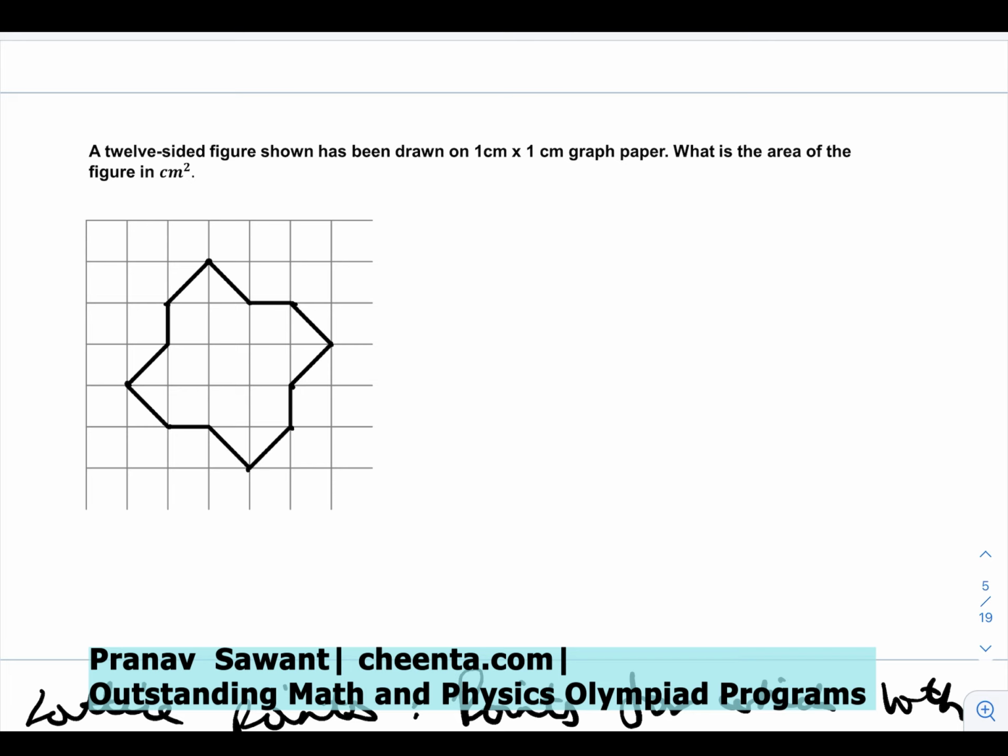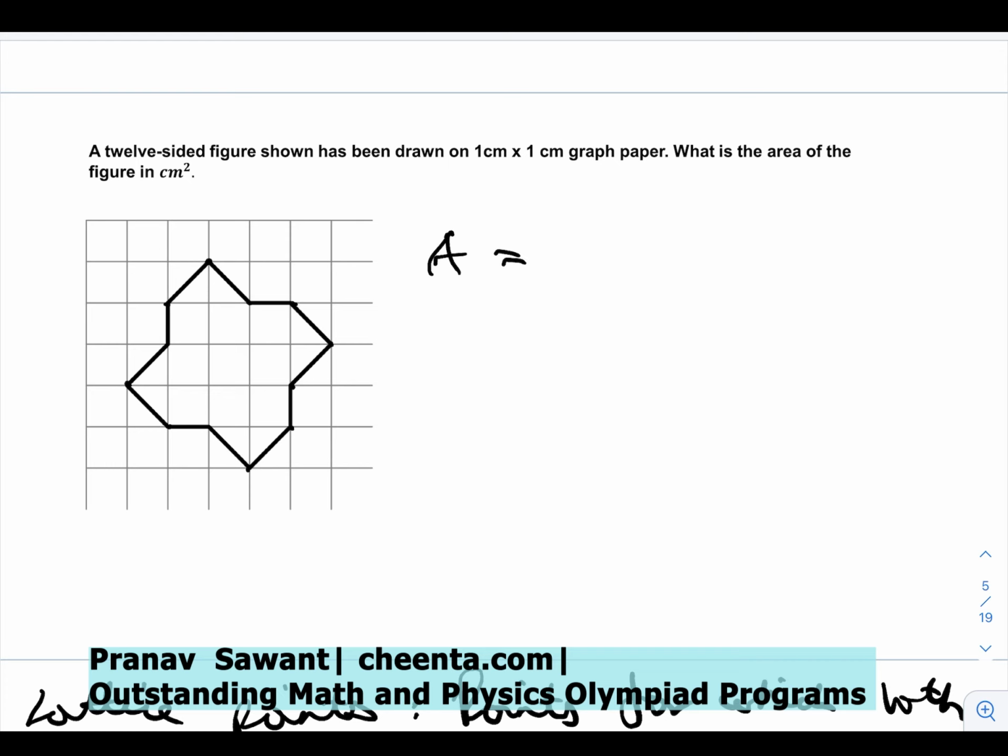So, the area of this one square, if I just shade this, the area of this entire square is going to be one centimeter square. And the area of this triangle is going to be half, right? As the area of the triangle is half of the area of the square. Pretty simple, right? So what about the area of this?